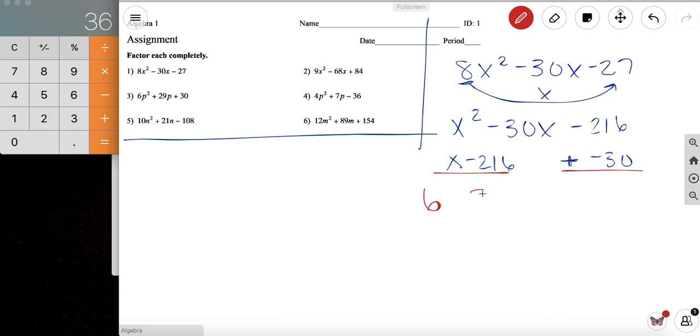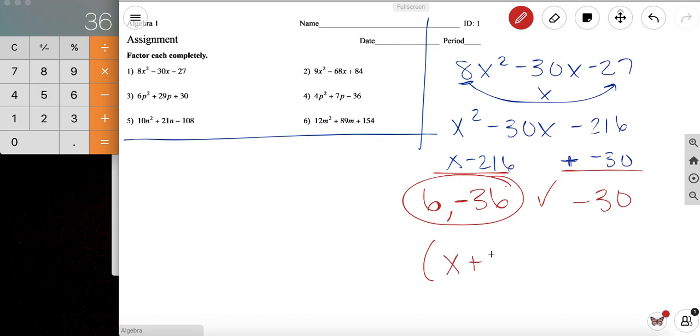Okay, 6 and 36. Now, remember, one of them has to be negative. If I make this one negative and add them together, I get a positive 30. That's not what we want, but we're so close. What if we made this the negative? When we combine them, we get negative 30, which is what we want. So here are our answers: 6 and negative 36. So we put them in a set of parentheses: x plus 6, and then x minus 36.